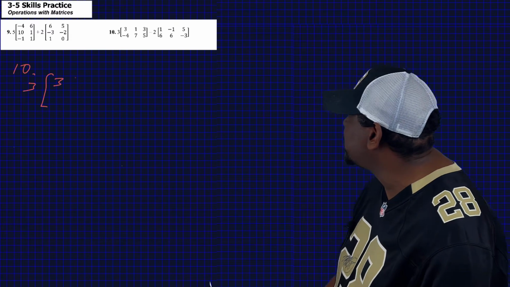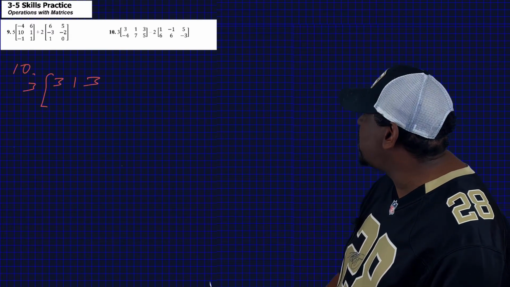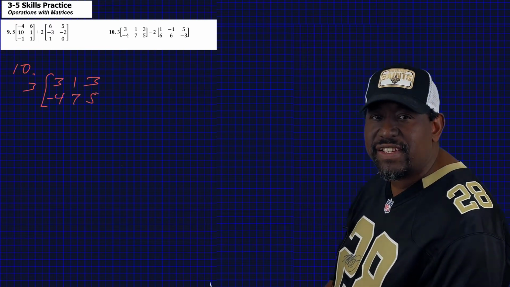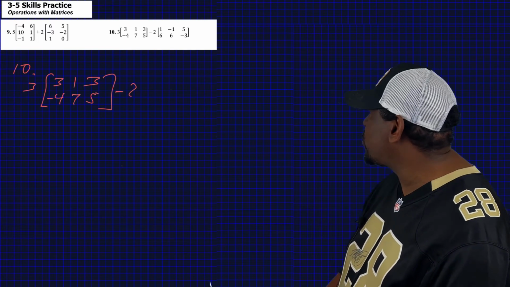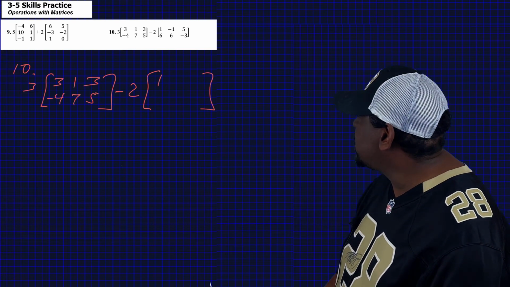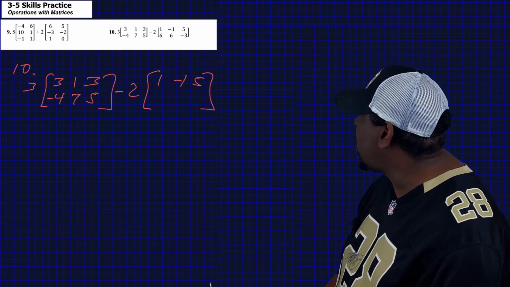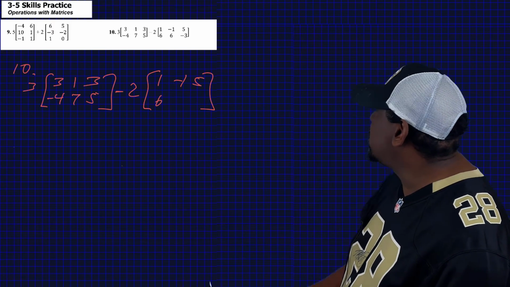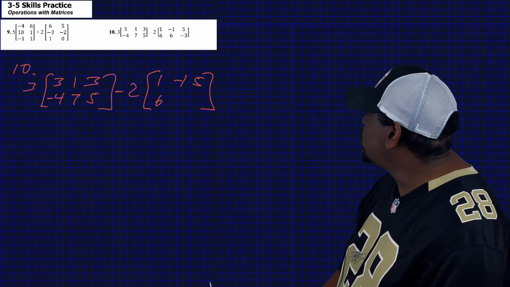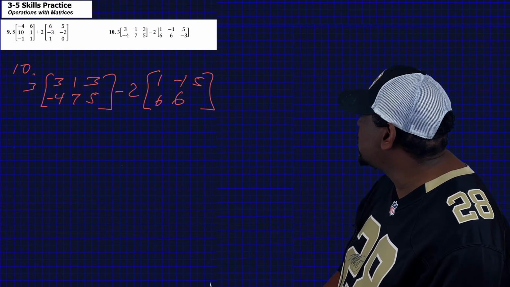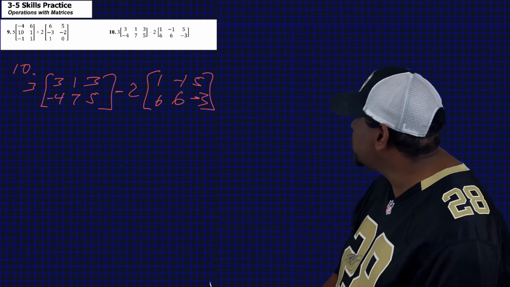Let's wait. So we're gonna do number 10. So we have 3 times a, what dimension would you call it? You're right, it's a 2 by 3. And the first row is 3, 1, 3. The next row is negative 4, 7, 5. And so now we have minus 2 times another 2 by 3 problem, which is 1, negative 1, 5, and 6, 6, negative 3. We should pop up here in a sec.